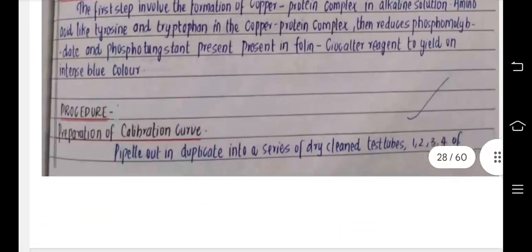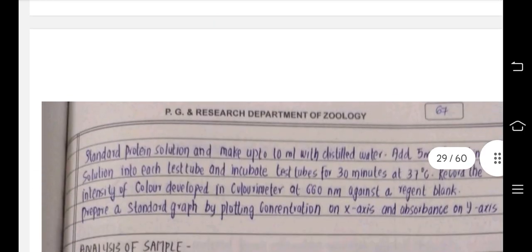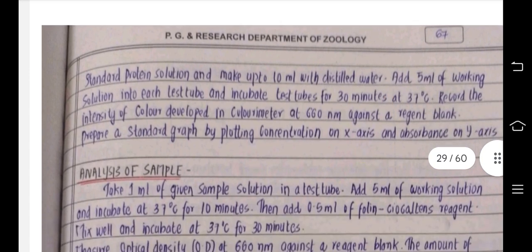Procedure: preparation of calibration curve. Pipette out, in duplicate, into a series of dry clean test tubes 1, 2, 3, 4 of standard protein solution and make up to 100 ml with distilled water. Add 5 ml of working solution into each test tube and incubate test tubes for 30 minutes at 37 degrees Celsius.